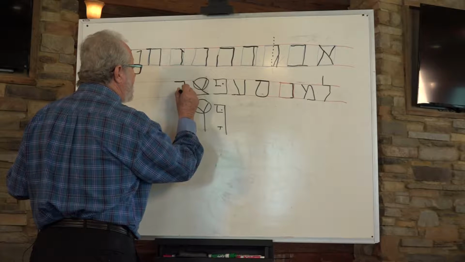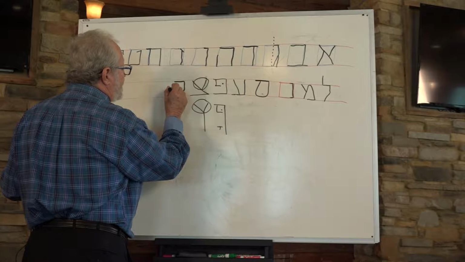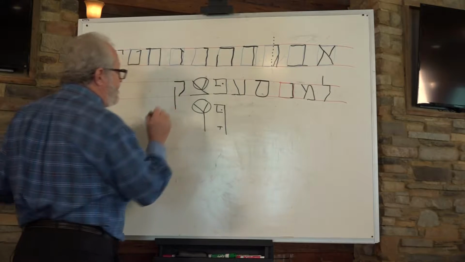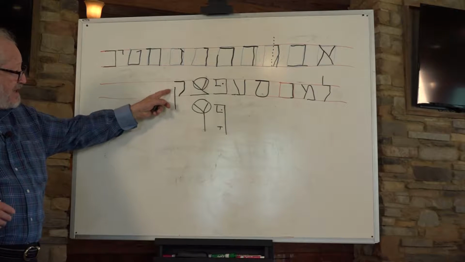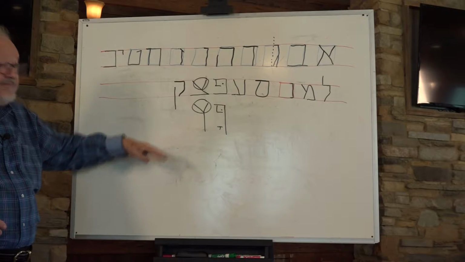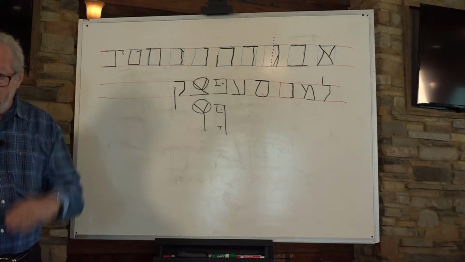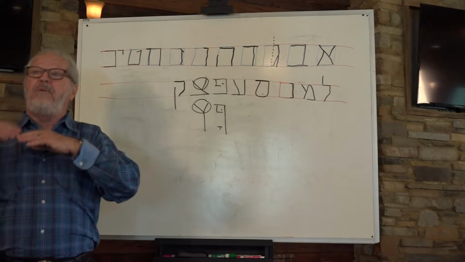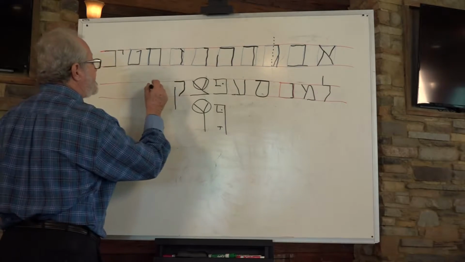Kuf is the next word. Starts out with a resh. I like to give it a little curve here. And then this is from the center of this line here, below the line. It's the only letter that has a line go below, this vav, let's say, below the line, and it's not a final form. Kuf is the only one that goes below the lines and is not a final form. The same with the lamed. It's the only one that goes above the line, but is not a final form. Got it? Kuf.